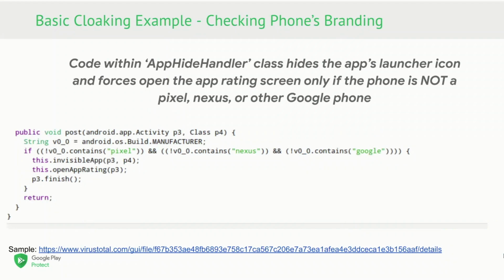So this is an example from an actual piece of malware, which you can find on VirusTotal at this link, where they were checking if they were on a Google device. So basically, if the manufacturer was Pixel, Nexus, Google, and only then, if it was not on a Google made device, would they hide the app icon and launch a pop-up for you to try and get you to rate this app.